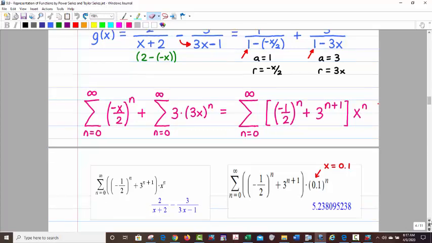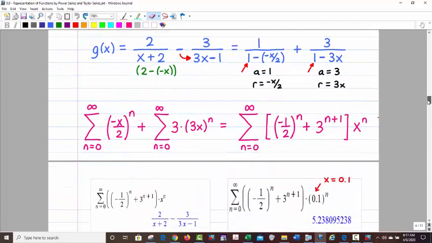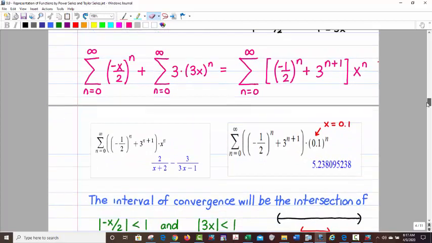And so I typed in my combined result right here, and look what it spit out. Exactly what it was supposed to, which we know is already the fraction decomposition. So this series correctly represents our original function of 3x minus 8 over 3x squared plus 5x minus 2, centered at 0. So it's kind of interesting just to see all the different kinds of techniques you can use to do these.